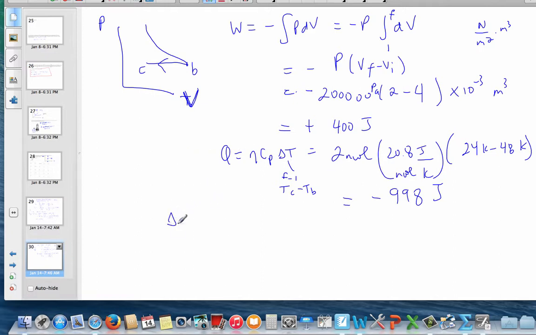Now, the overall change in internal energy is the sum of those two. So 400 minus 998, it's minus 598 joules. So overall, this gas has lost internal energy. That makes sense, of course, because the temperature's gone down, and we know that U depends on temperature only.